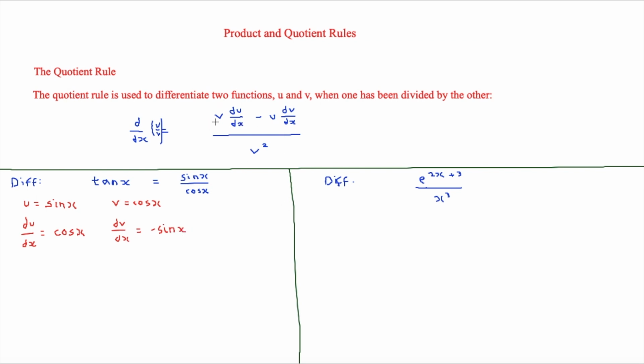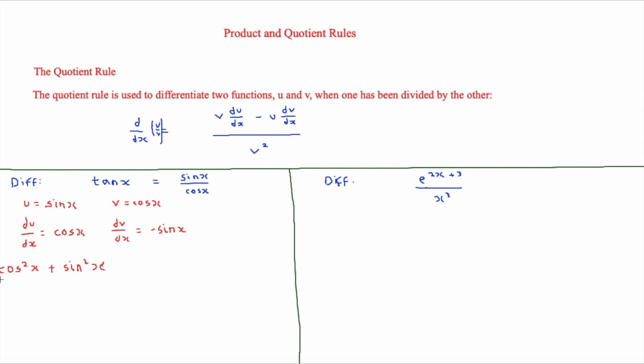So therefore, we're going to put this into this, and we'll say that v du over dx, so that's going to be cos x times by cos x. So there we are, we have cos squared x. And then minus u dv over dx. So dv over dx is minus sin x, and then we have sin x here. So that's actually going to be plus sin squared x, because it's going to be minus minus sin squared x.